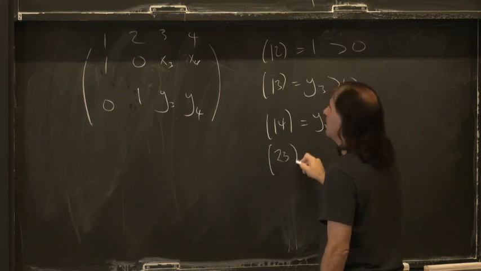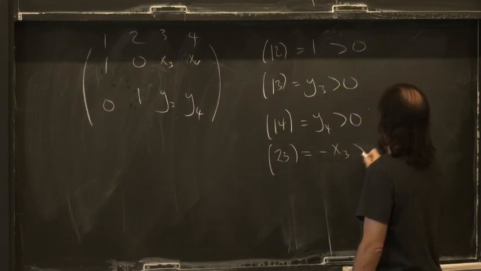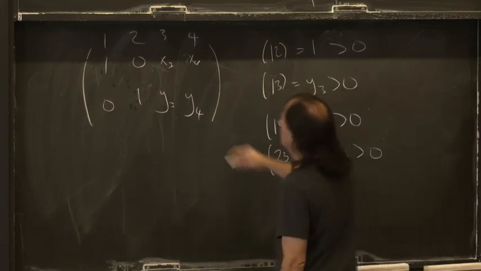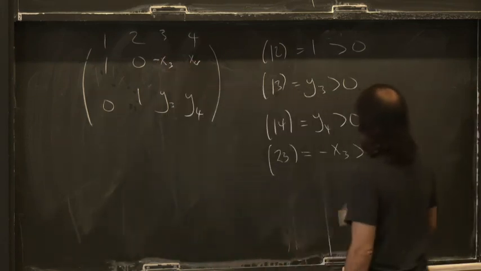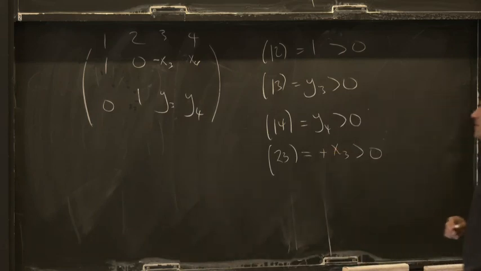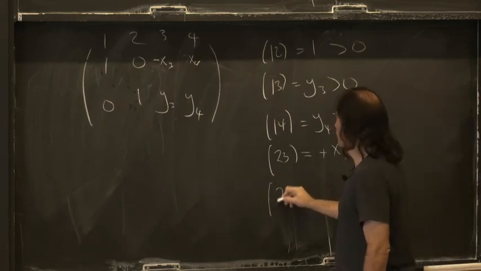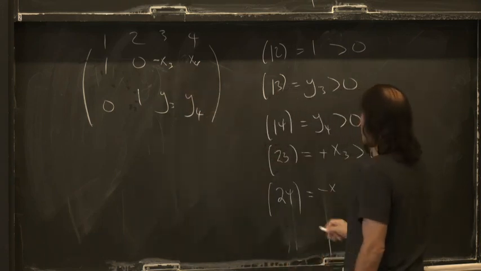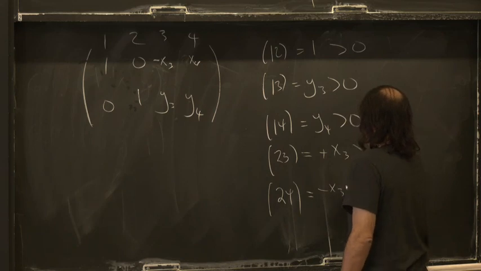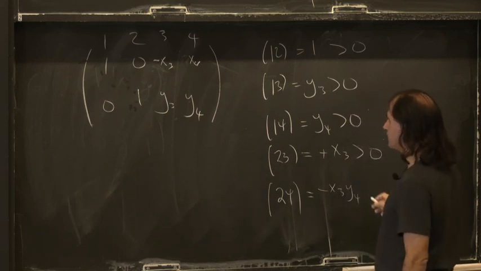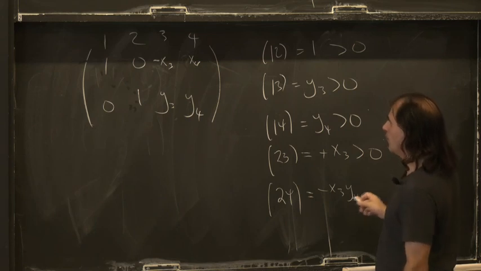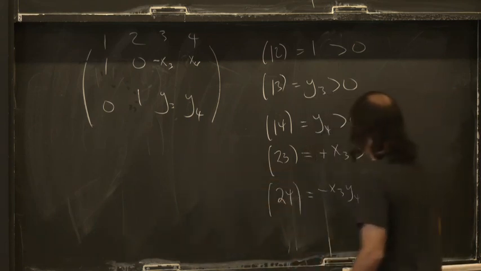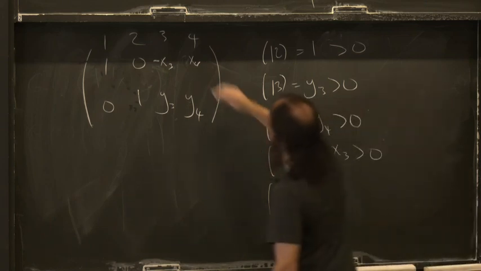2, 3 is negative x3. So that should be positive. So maybe I should have put a minus sign there then. Okay, so if I do that, then x3 should be positive. 2, 4 is negative x3 y4, negative y3 x4. Well, let's, yeah. 2, 4 is just negative x4, sorry. So let me put a minus sign there.